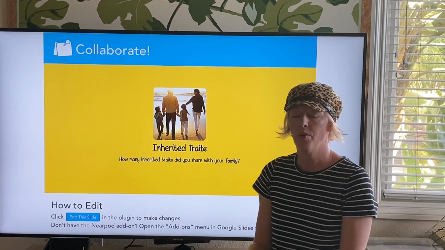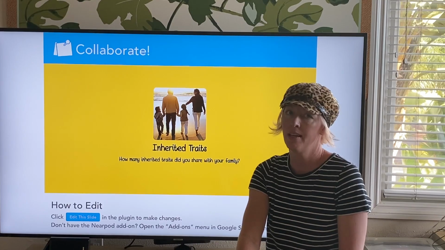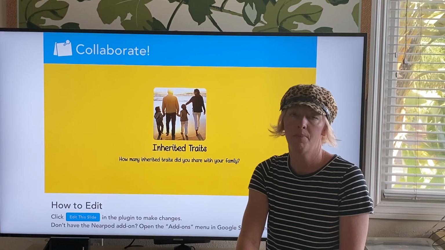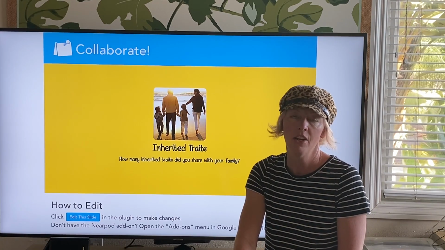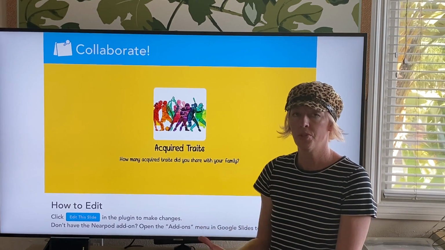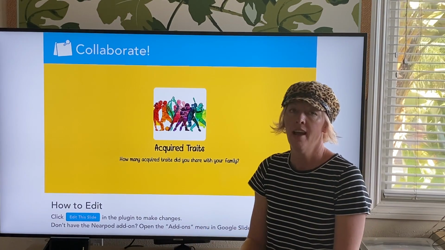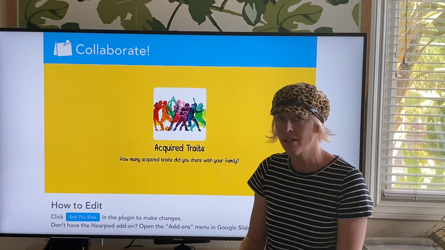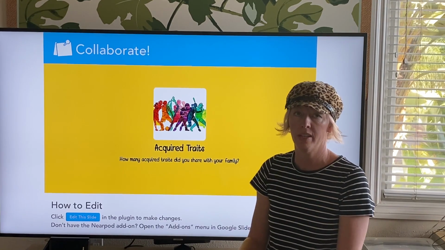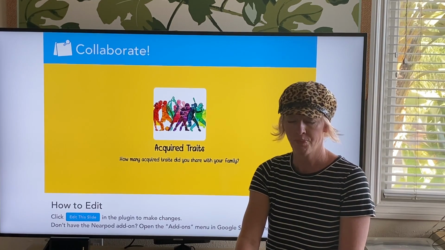Collaborate. So now I'm going to write down how many inherited traits I share with my family and post it. And I could even post a fun picture if I wanted to. Like maybe if me and my sister have the same color of eyes, it could be a picture of us showing our eye color. And then for our acquired traits, I want you to post how many acquired traits you share with your family there. And if you want to, you can post a picture of, say, if you share a love of basketball with someone in your family, maybe it's a picture of you guys playing basketball or holding a basketball, just for fun. You don't have to actually include a picture if you don't want to.